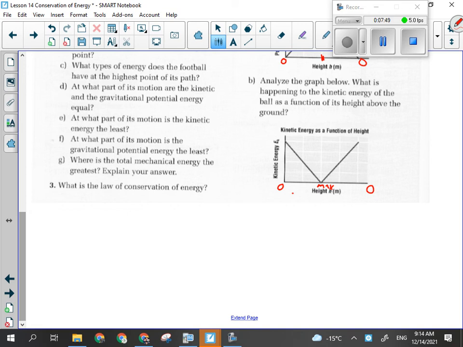Would it be zero on the y-axis as well? Yes. Because here, at the maximum height, is where this thing is turning around and coming back down, right? And so its speed is zero and its kinetic energy would thus be zero. Oh, okay. Maximum height. Okay? All right.